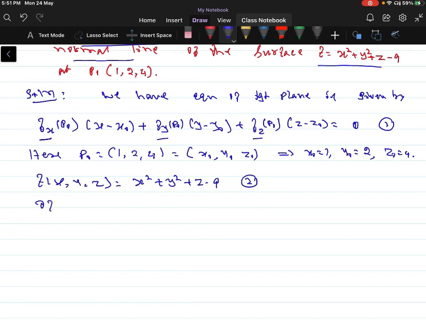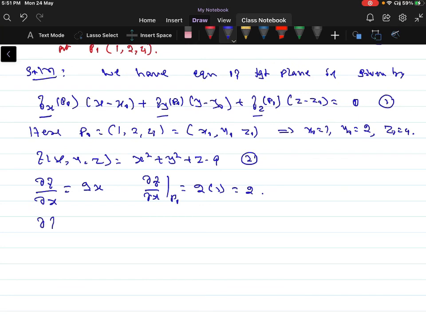So differentiate f with respect to x partially, treating y and z as constant. Differentiation of x square is 2x. So y square differentiation is 0, z differentiation is 0, and 9 differentiation is 0. So dou f by dou x at the point p naught, where p naught is equal to 1, 2, 4, is 2 into, when x naught is 1, that is 2.